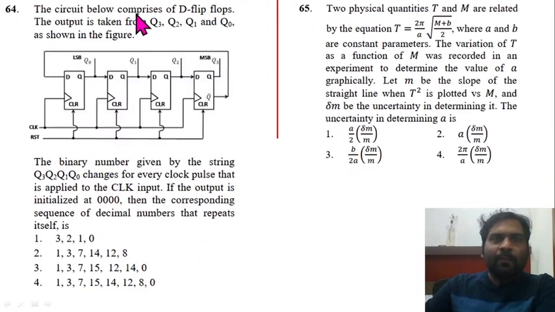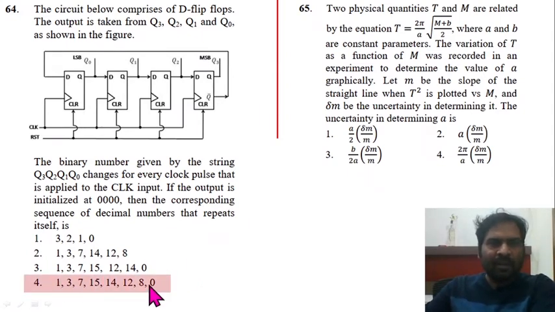The circuit below comprises D flip-flops. The output is taken from Q3, Q2, Q1 and Q0 as shown in the figure. The binary number given by the string Q3, Q2, Q1, Q0 changes for every clock pulse applied to the CLK input. If the output is initialized at 0000, then the corresponding sequence of decimal numbers that repeats itself is: option 4 is correct.